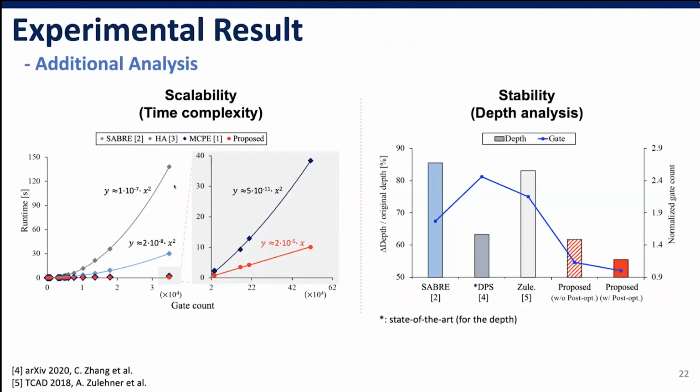As I mentioned earlier, due to the limited coherence time of qubit devices, the circuit depth determines the stability. So we perform depth analysis to evaluate the circuit stability. As shown in the right figure, we can reduce the additional depth compared to the state-of-the-art. The reason is that we can compile the circuit with only a few additional gates.